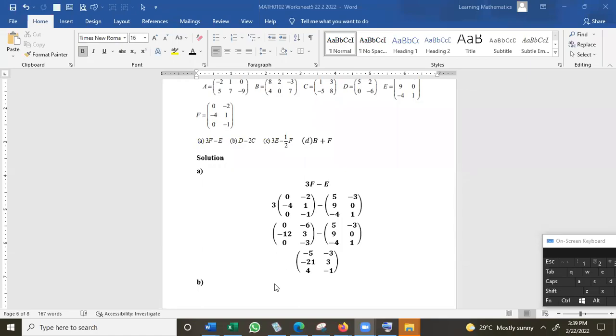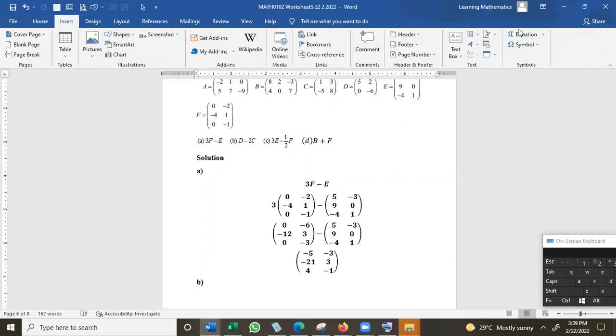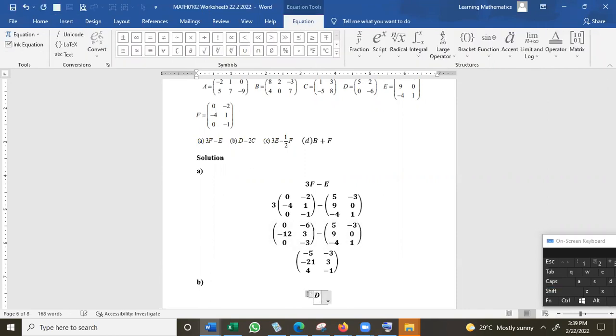So we're going to repeat something similar for B. B says to find D subtract 2C. So we're talking about D and C having to be subtracted. Don't mind that 2 yet, but the subtraction sign is important. So let us see if D and C can be subtracted from each other.